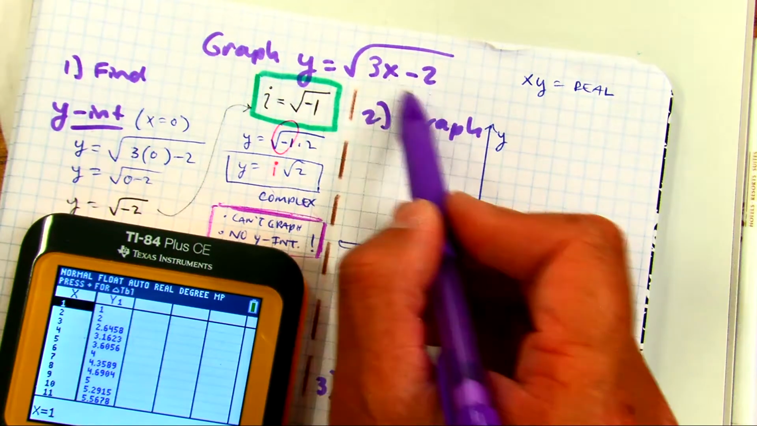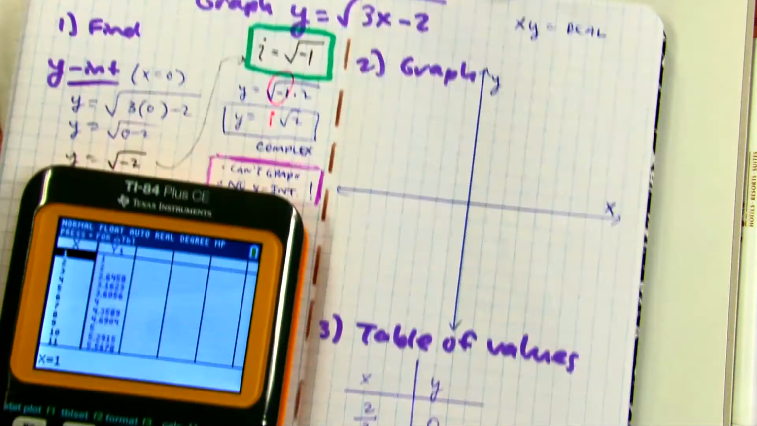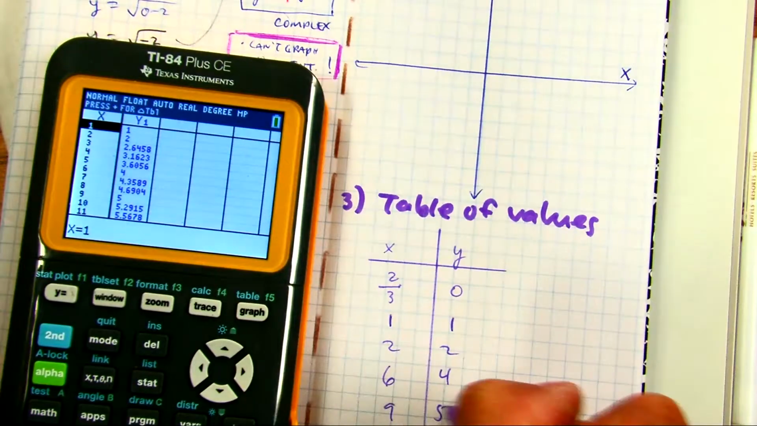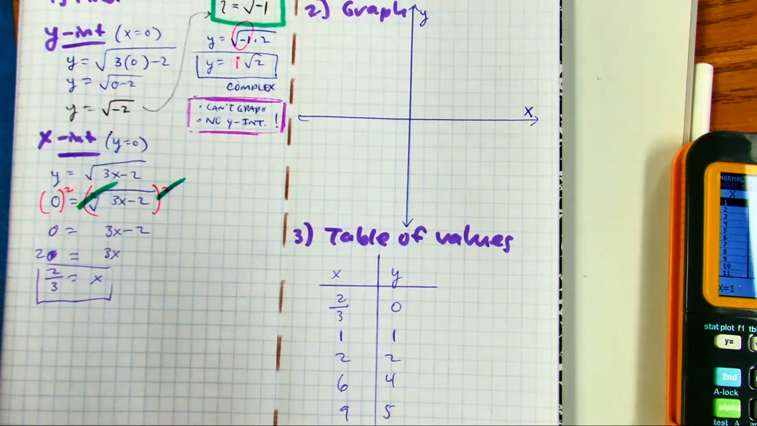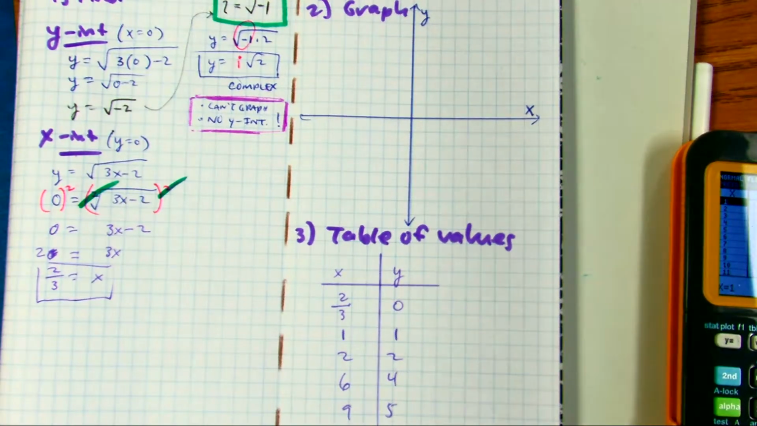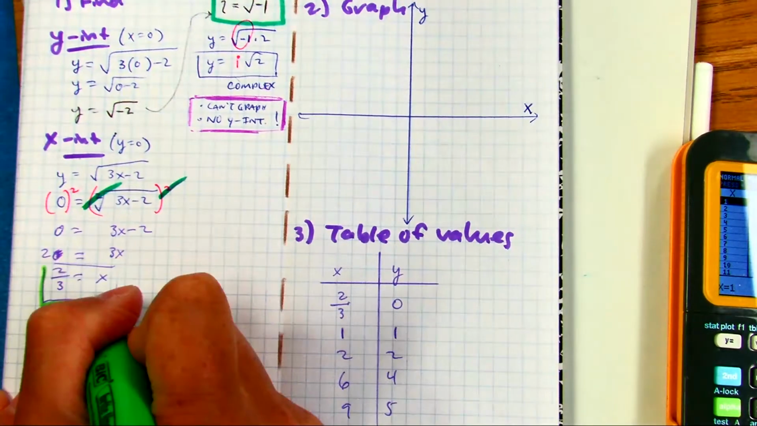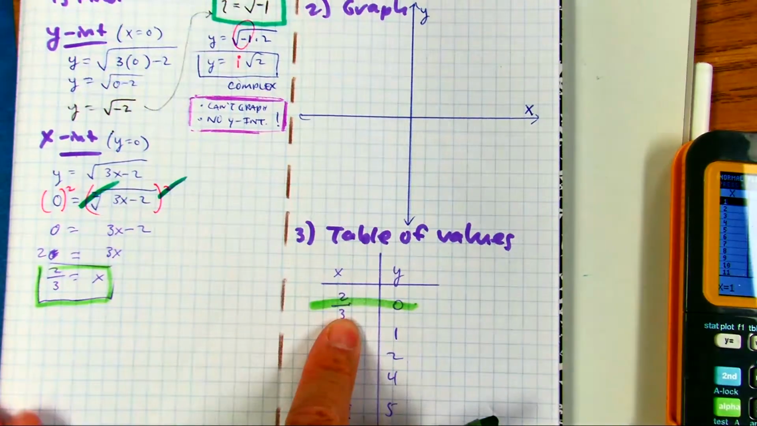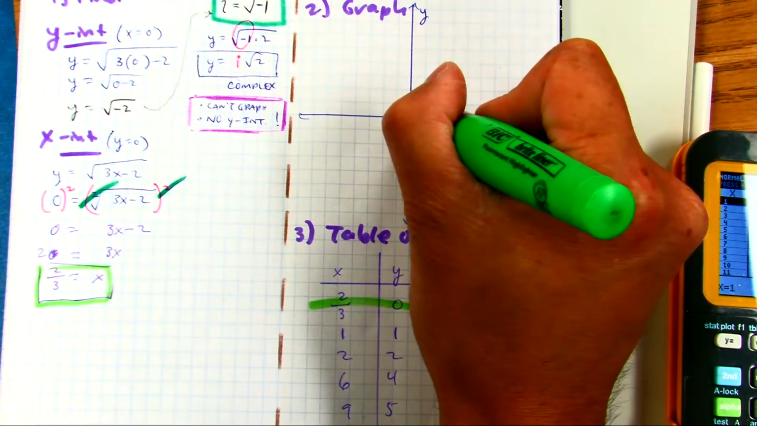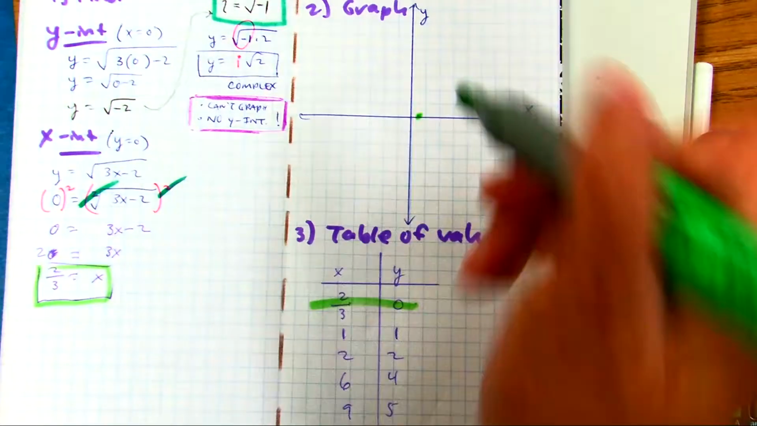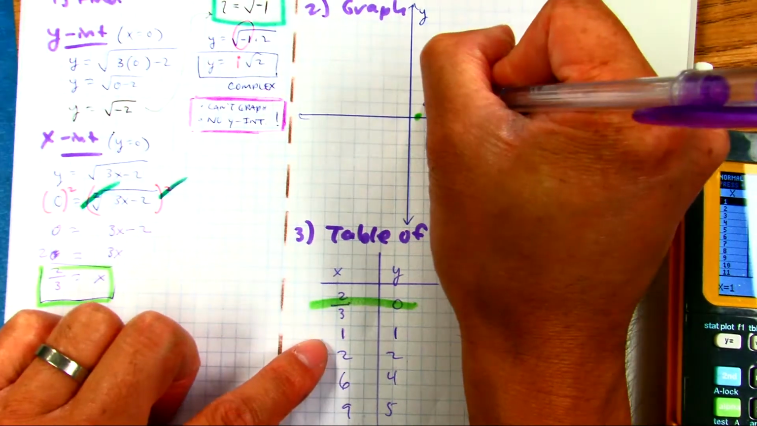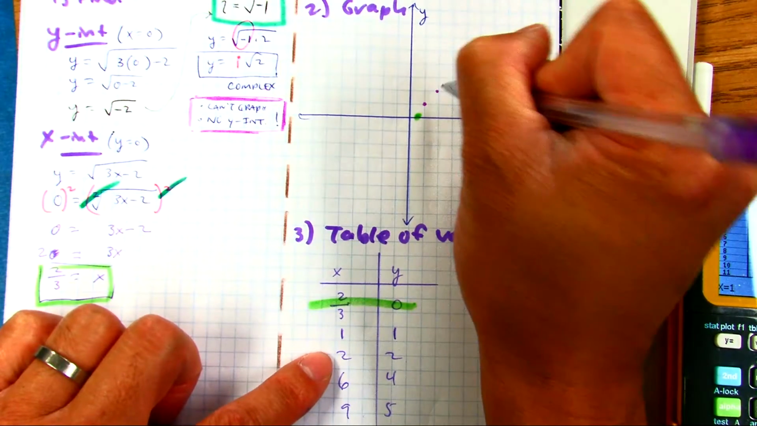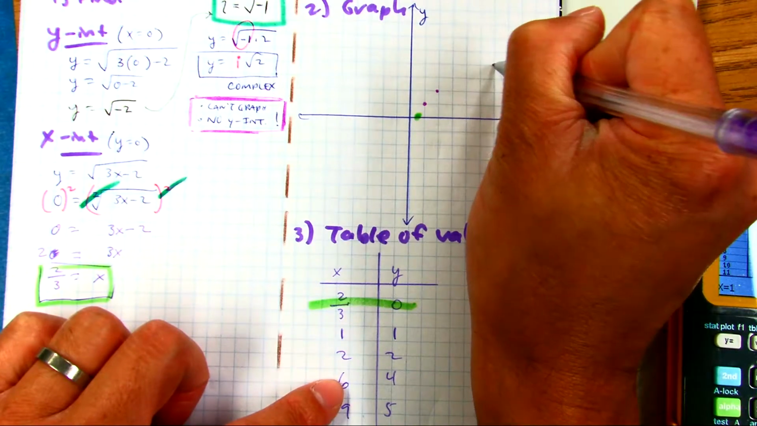Okay, let's graph it. 2/3 x, that's this one, right? So write 2/3, 0. 1, 1. 2, 2. 6, 4. 9, 5. 3, 6, 9, 4, 5. Use a color pencil or a pencil.